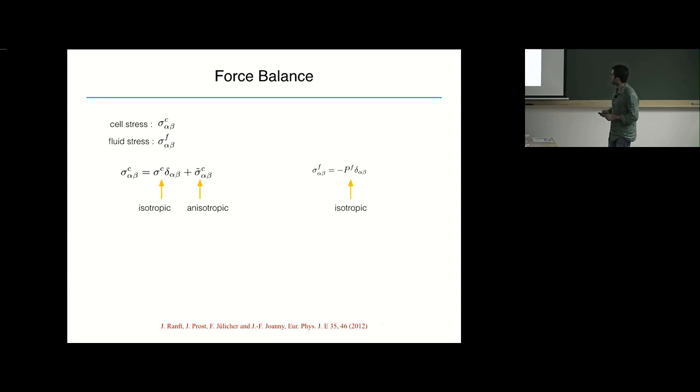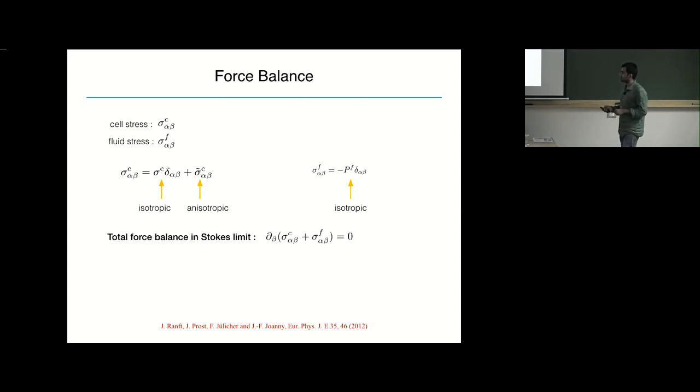And the fluid stress consists of an isotropic part only. There is no anisotropic fluid stress taken into account because the fluid particles are quite small compared to the cells, and so the anisotropic fluid stress is considered negligible compared to the isotropic fluid pressure.